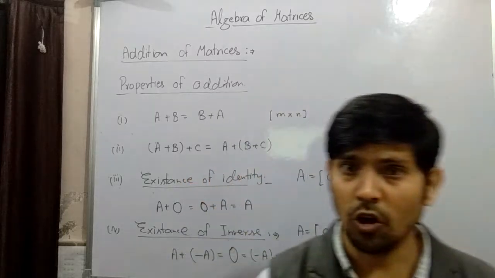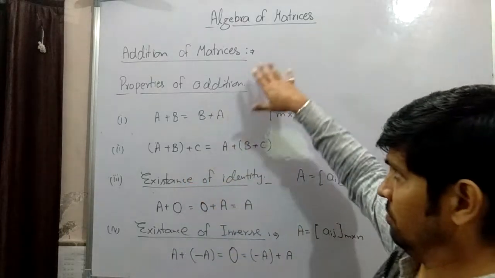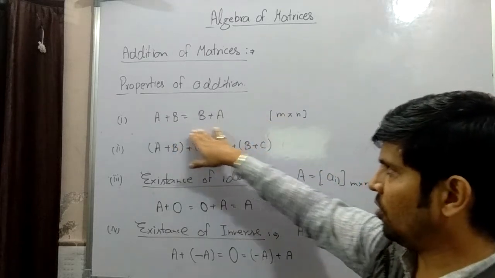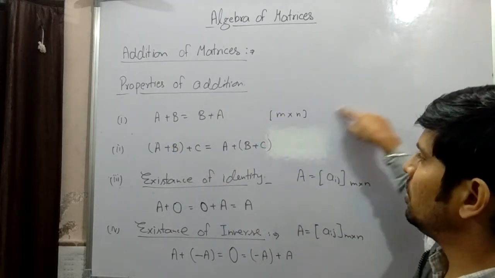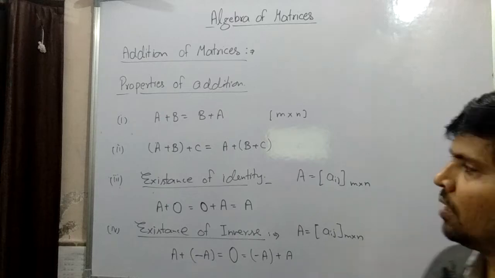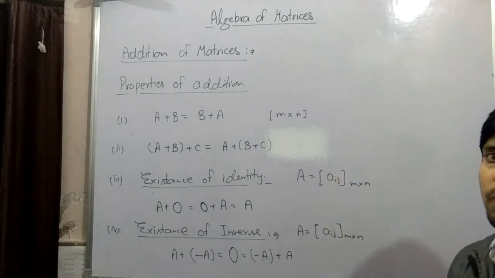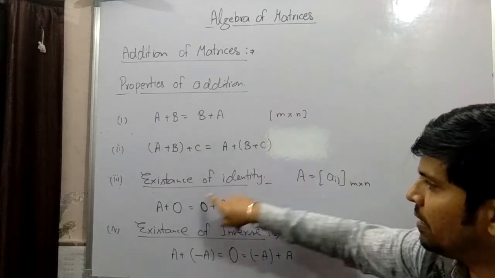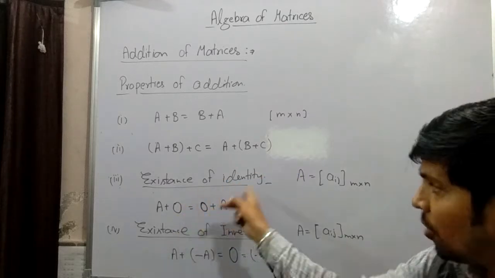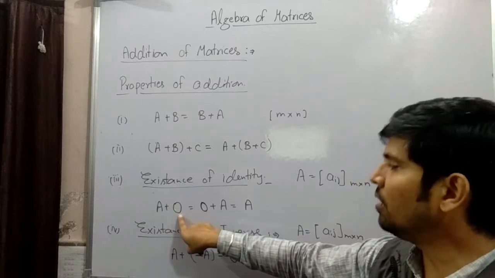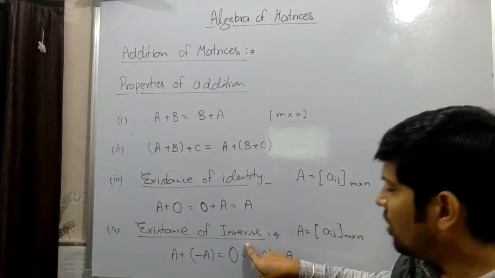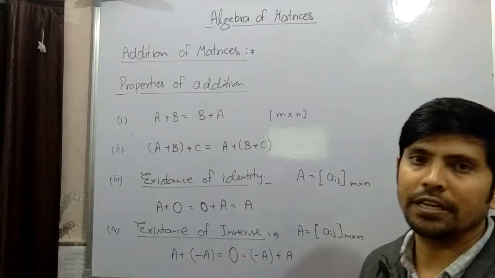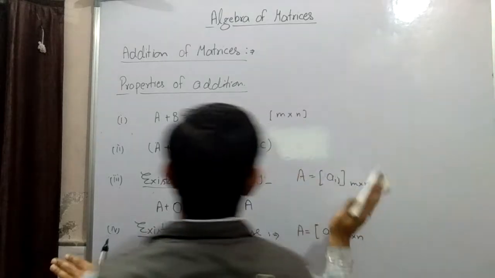I hope you understood all the terms we have discussed about the addition of matrices and the properties of addition. First of all, it follows the commutative property. It follows the associative property. For addition, the identity element is the null matrix, and the additive inverse of matrix A is minus A. Hope you understood all the terms.